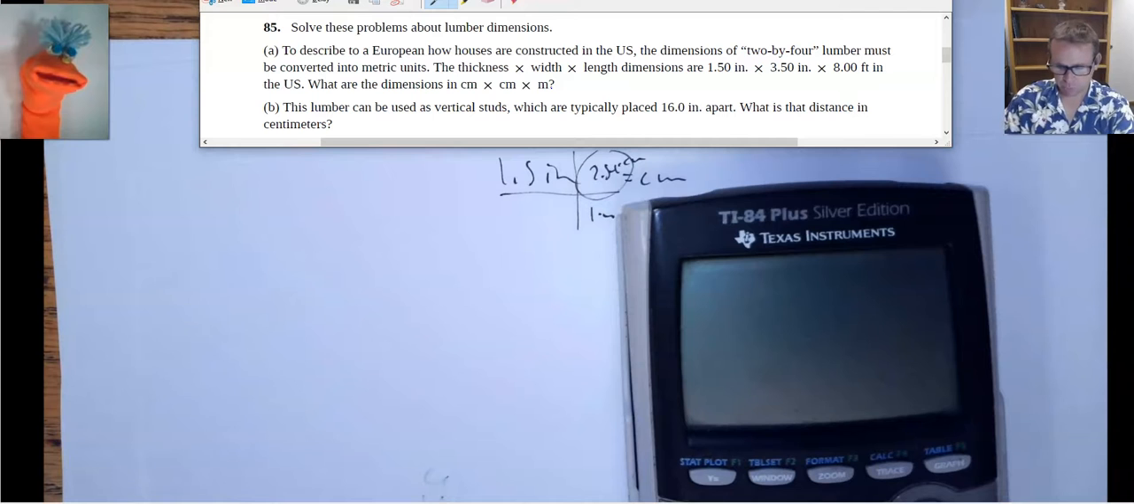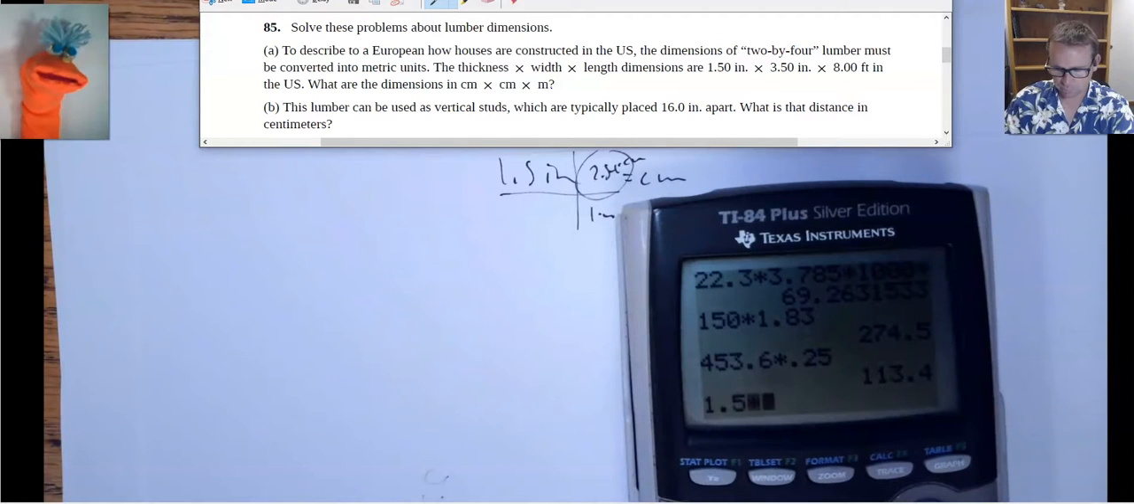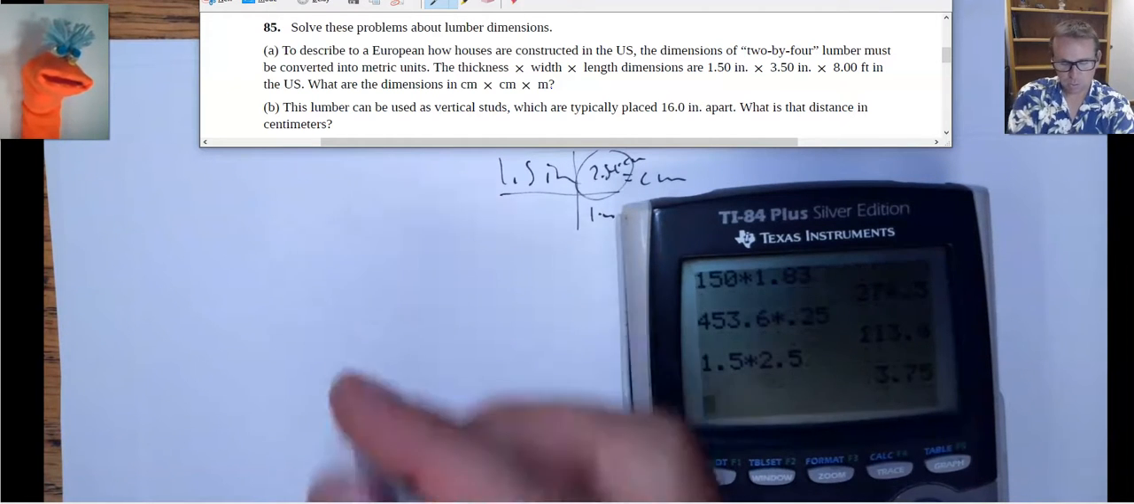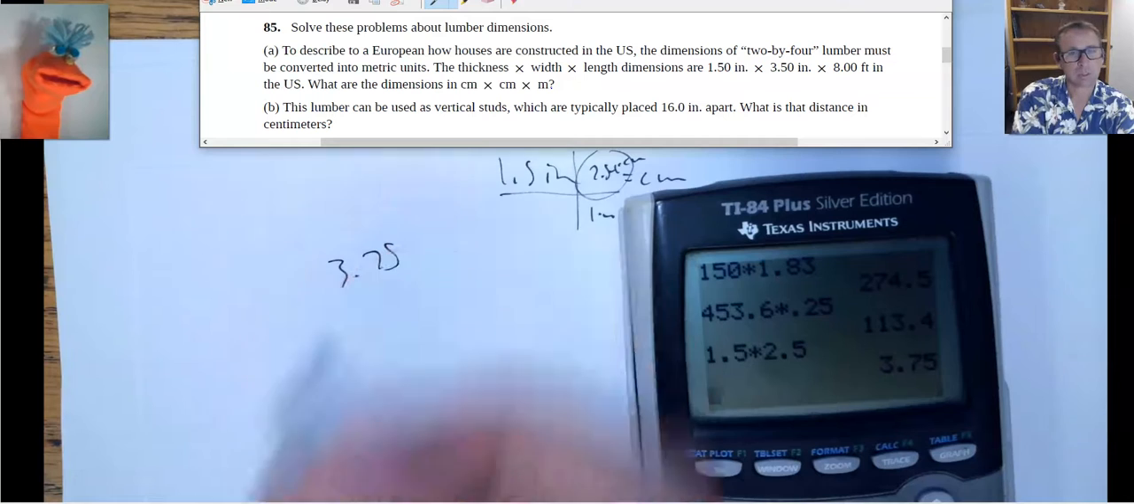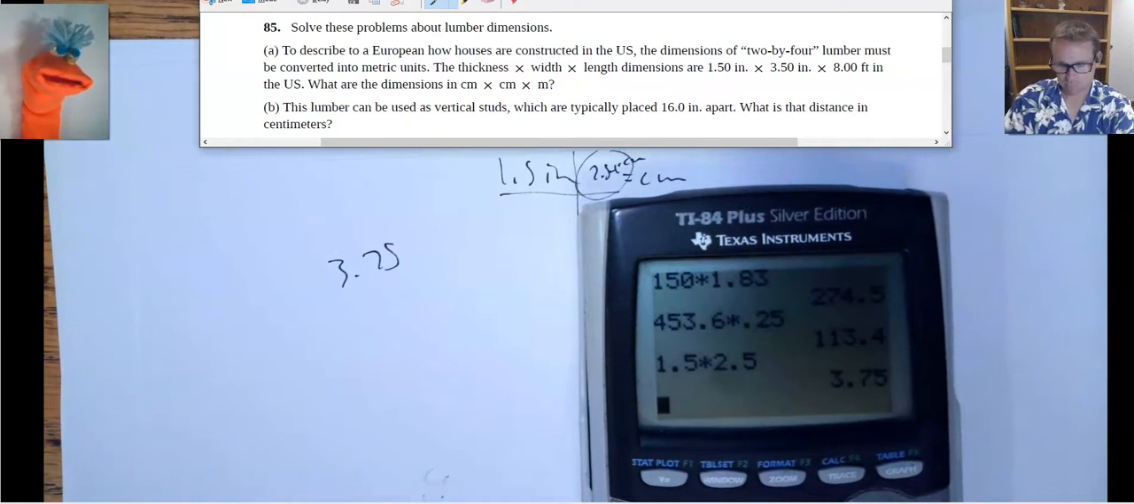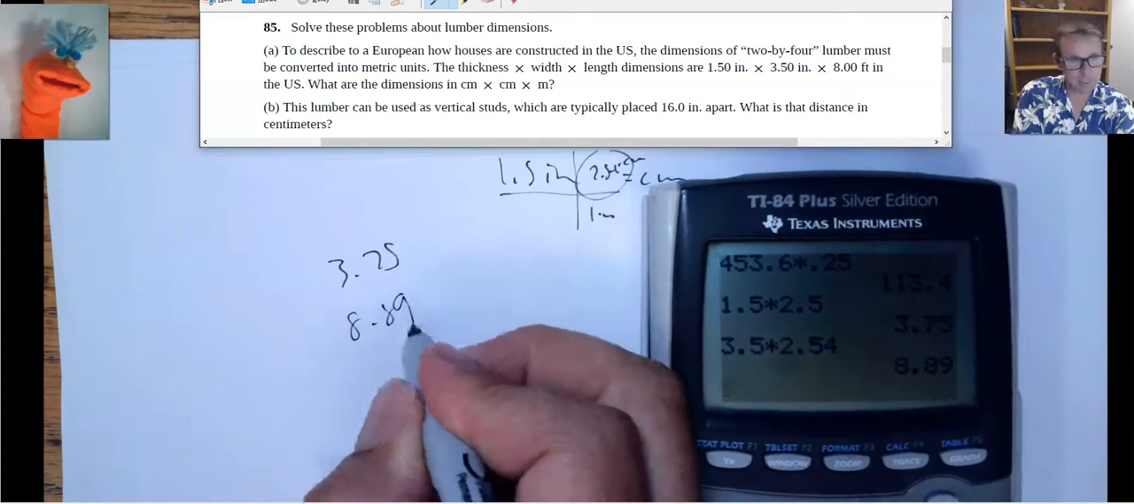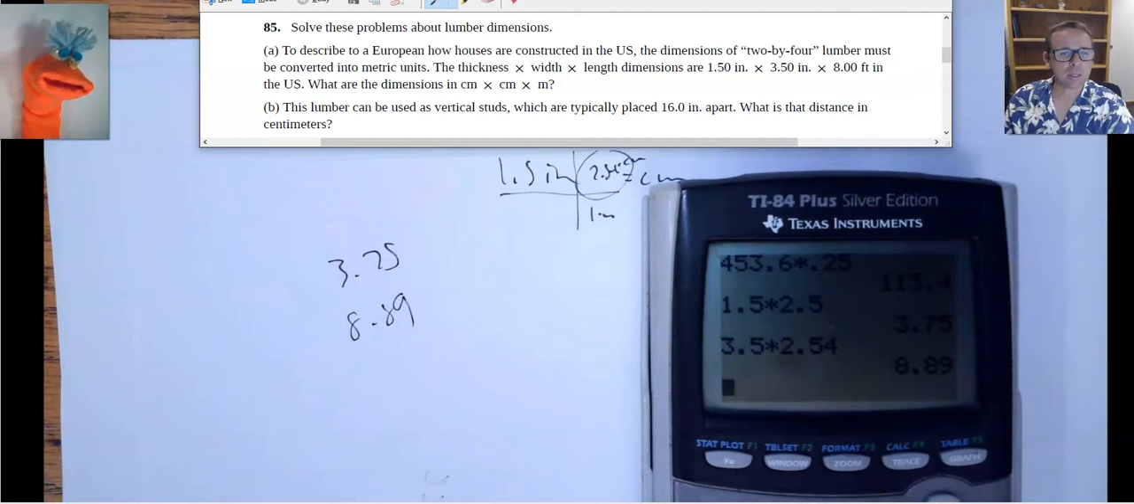So 1.5 times 2.54, 3.81. 3.5 times 2.54, 8.89. And then the other one goes 8 feet into meters.